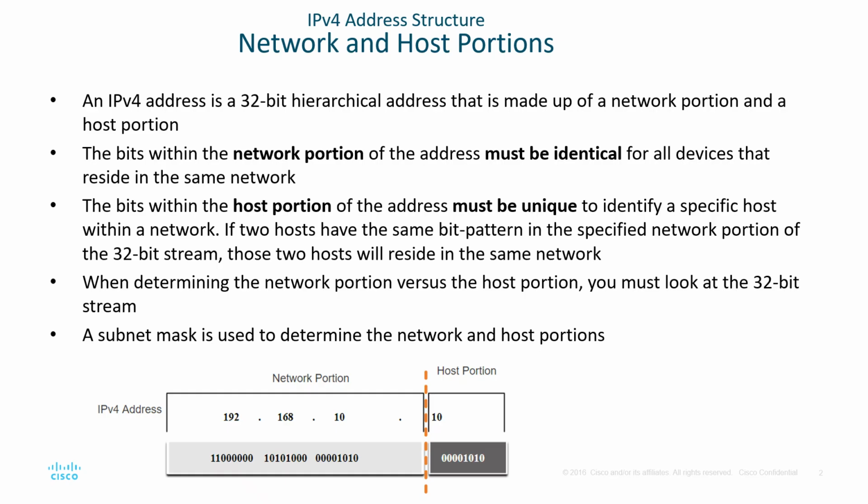So when determining the network portion versus the host portion, you must look at the 32-bit stream. A subnet mask is used to determine the network and host portions. As you see here down below, our given IP4 address, and this is for a device that is unique, as you see in the host portion, has a value that is not 0. So, 192.168.10.10.